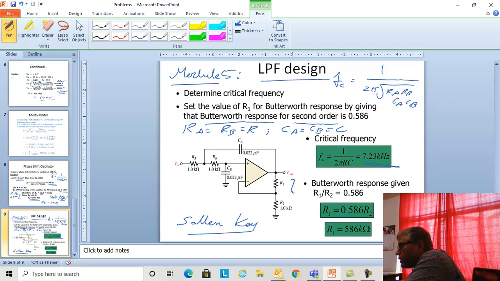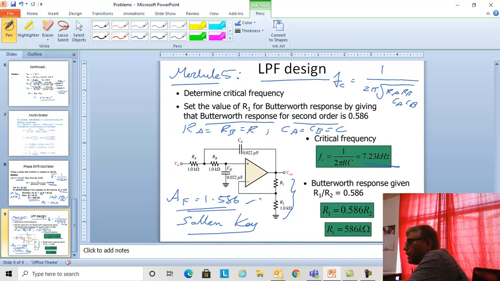What is the condition to be a second order low pass filter? AF should be equal to 1.586. We need to set that properly. So I have to keep the R1 R2 ratio as 0.586. Why is it so? Because it's a non-inverting amplifier, so AF will be equal to 1 plus Rf by R2, and in this case Rf is nothing but R1, so it is 1 plus R1 by R2. So R1 by R2 will become 1.586 minus 1, which is 0.586 only.